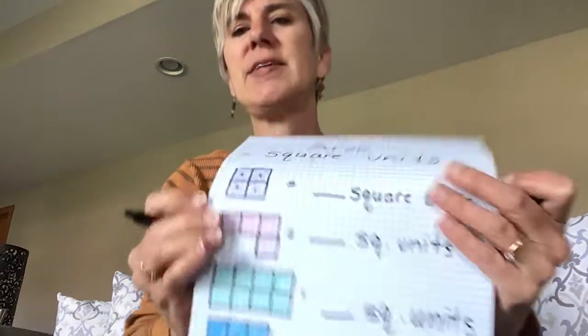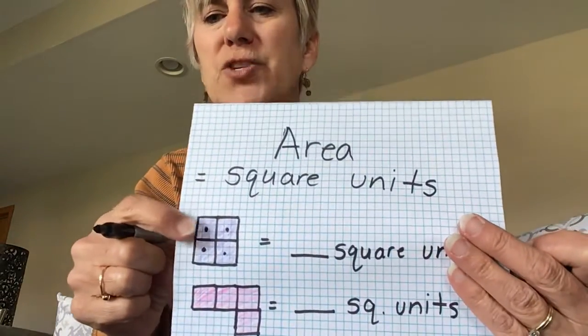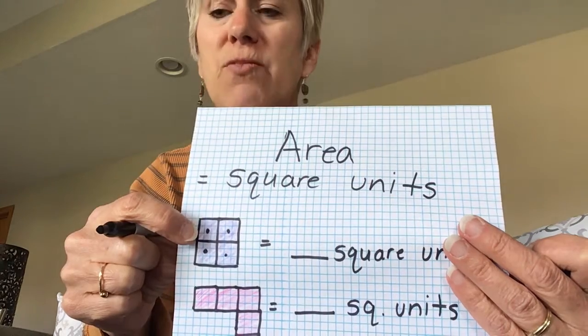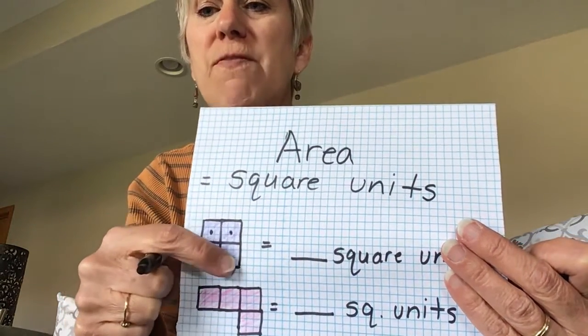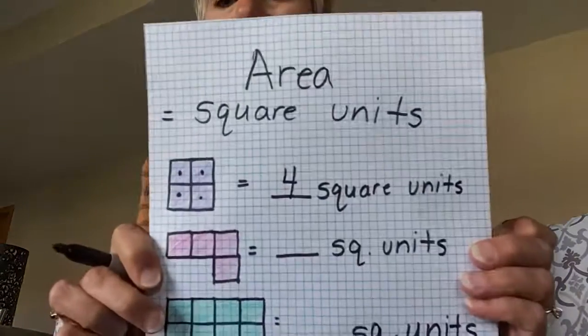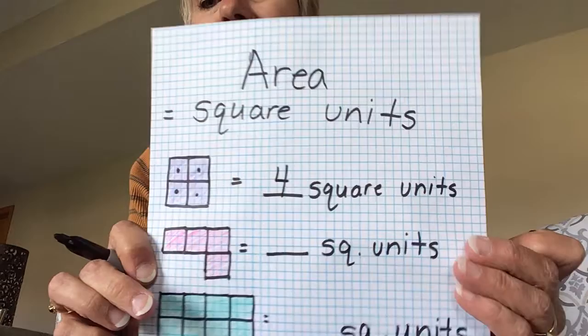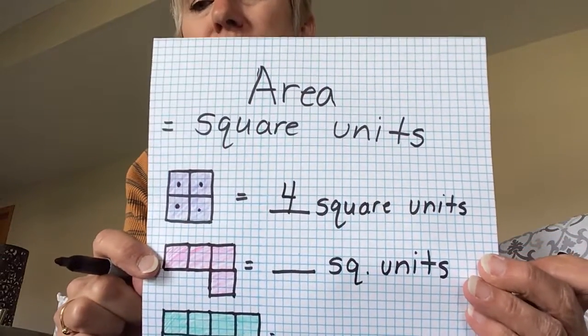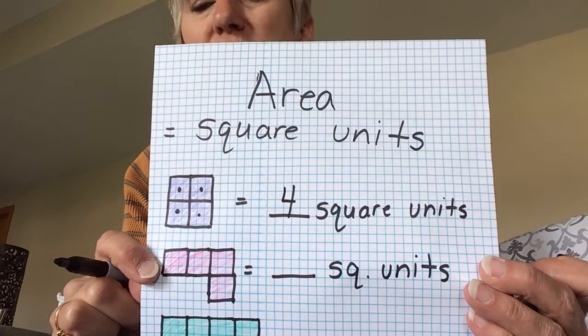One thing that I would suggest doing, because you need to count very carefully and you need to keep track of where you're at, is as you count them to put a little dot in each one, just to keep track of where you are. So 1, 2, 3, 4 squares make up this shape. So that means the area is 4 square units.